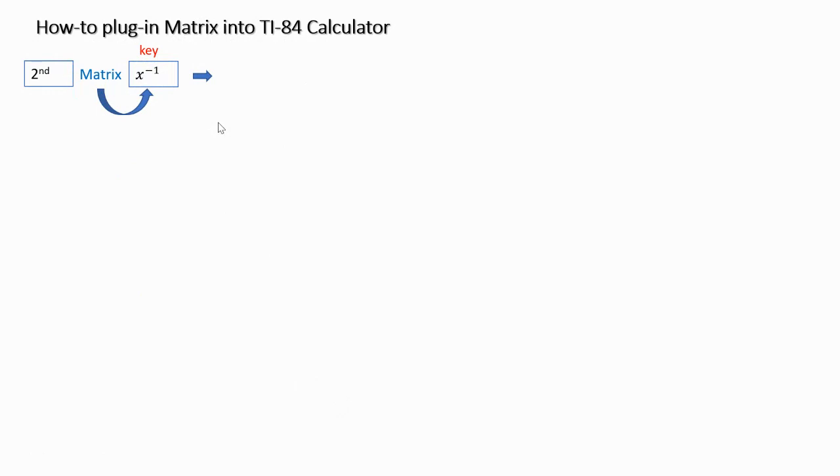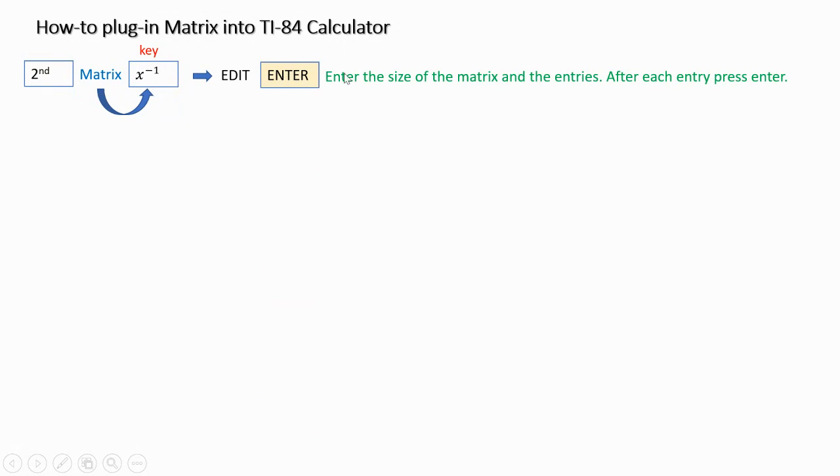Then you're going to go to edit, and then press enter. Then you can enter the size of the matrix and all the entries. After each entry, press enter. For example, if you're doing a 2 by 3 matrix, you put 2, enter, 3, enter, and it's going to give you the matrix already set up. Then all you do is enter the entries, one at a time, and after you enter each one, you press enter. Say you put 4, and then enter, and so forth.